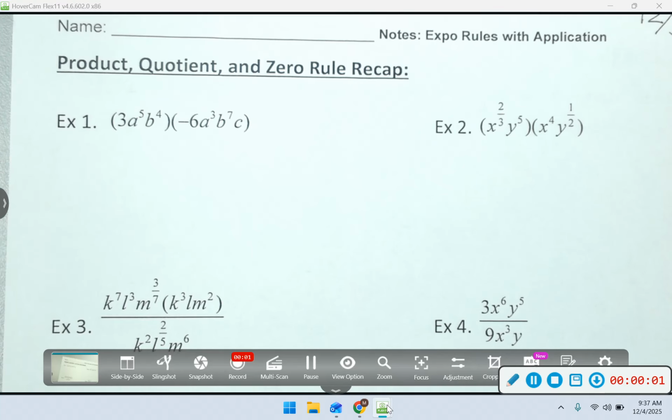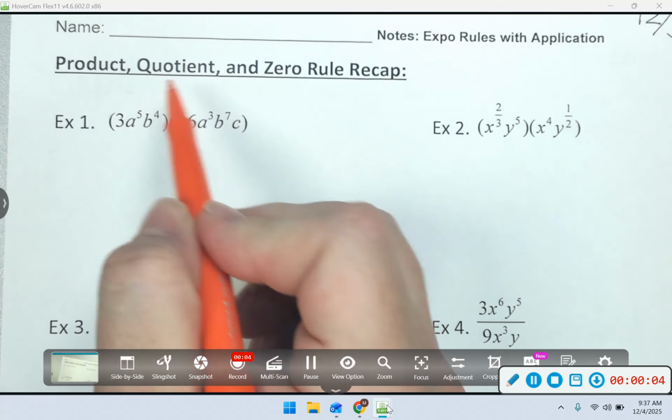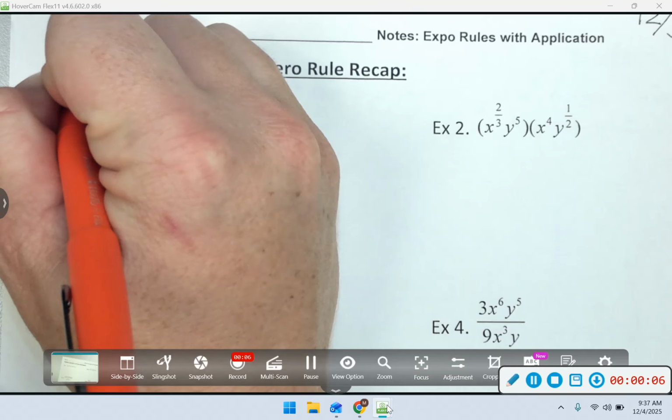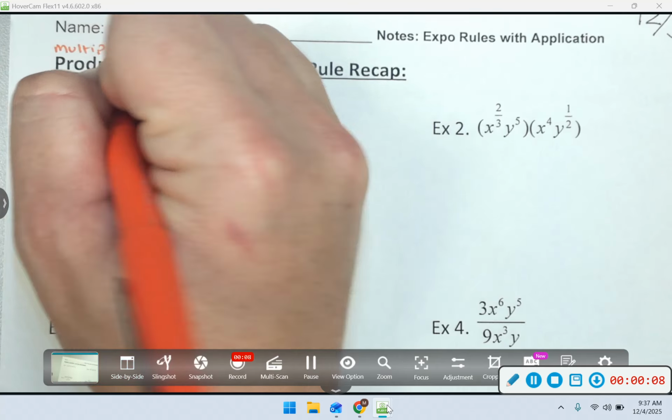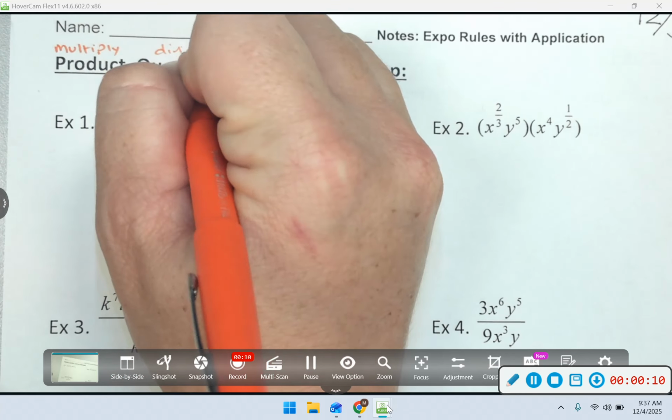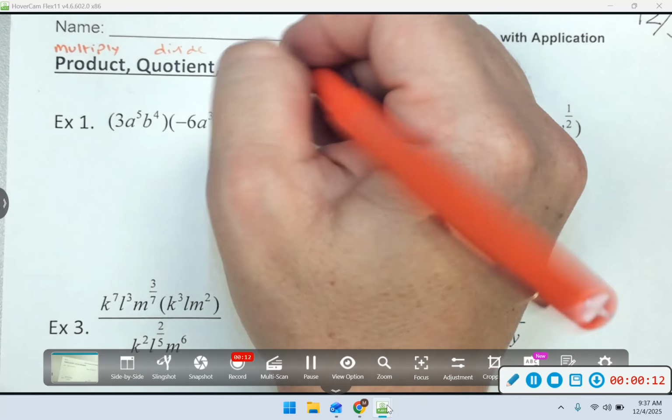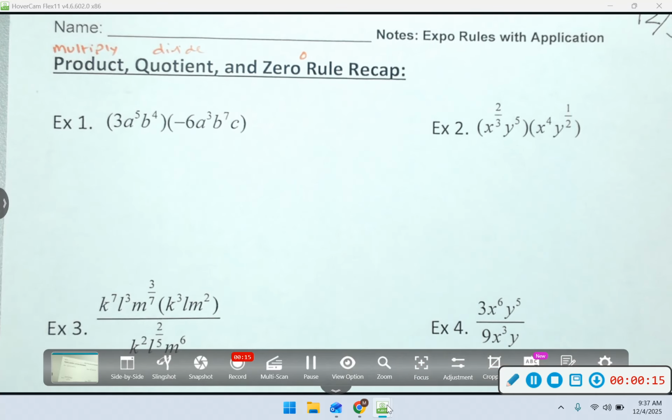To recap what we learned yesterday, we learned the product rule and the quotient rule. Product, remember, is multiply. Quotient rule is divide. And then the zero power is just a little zero. Okay, so we're going to talk about those rules again.